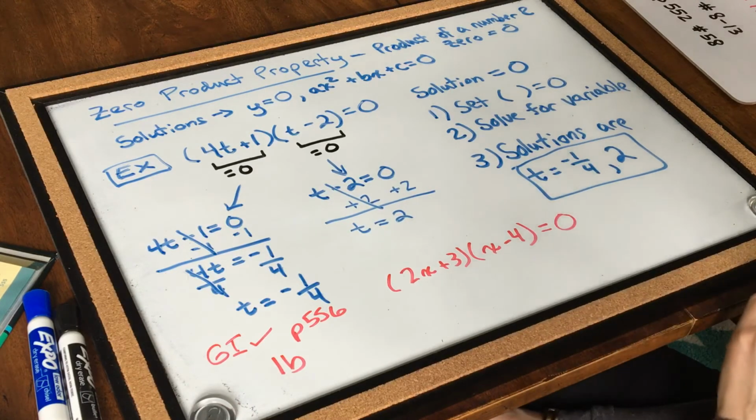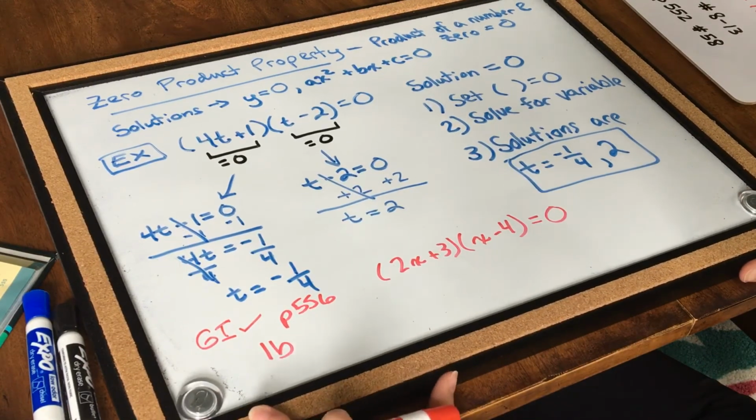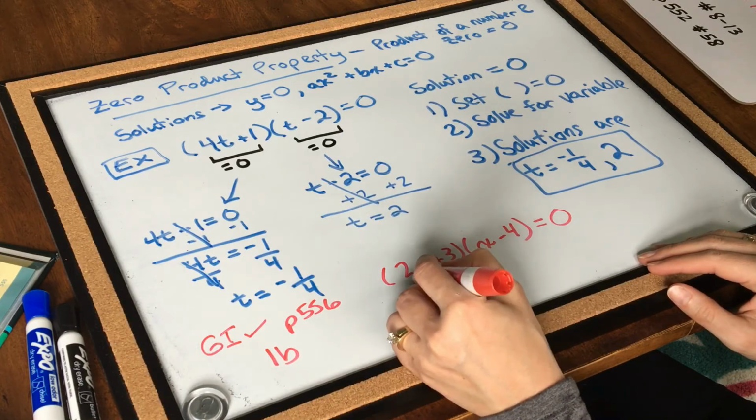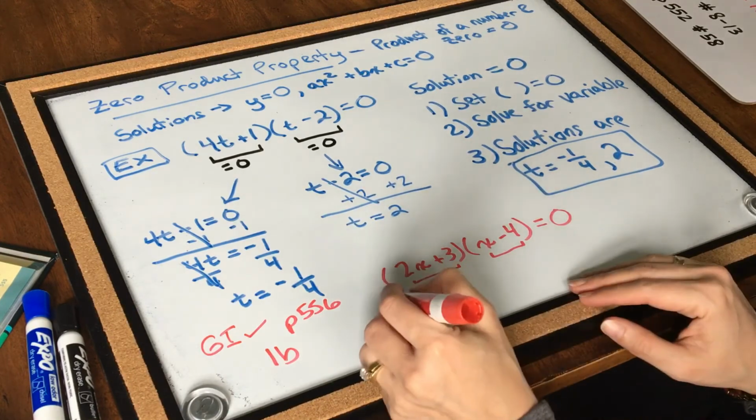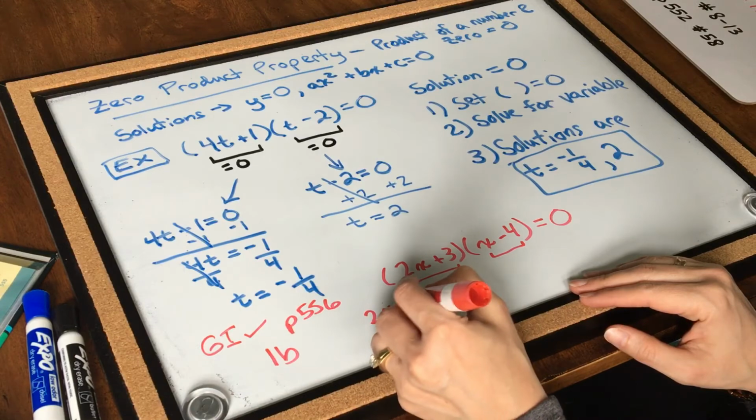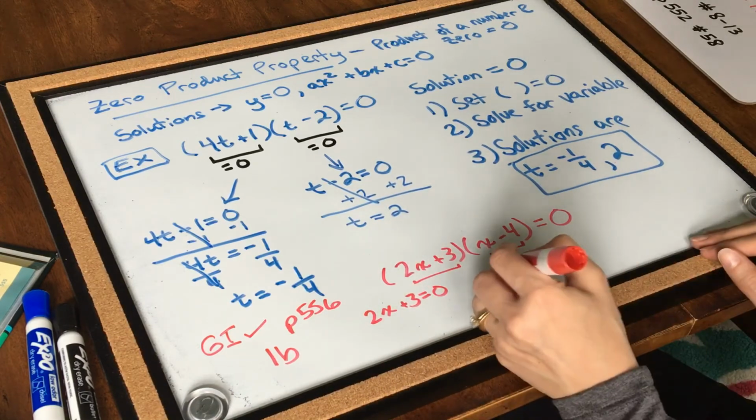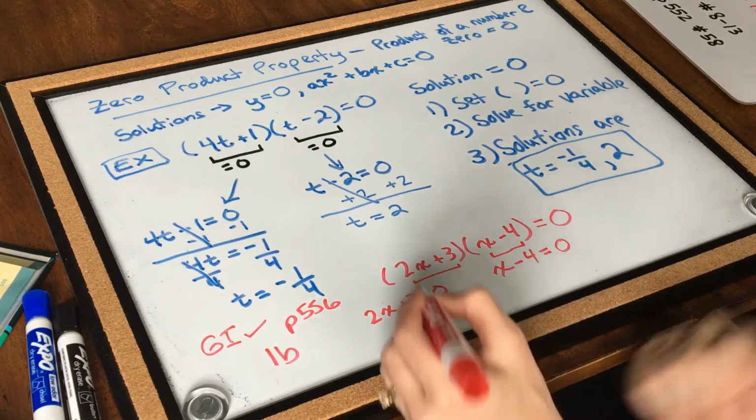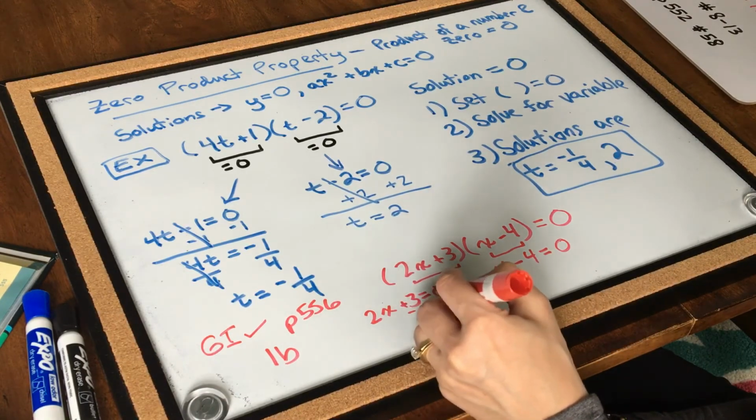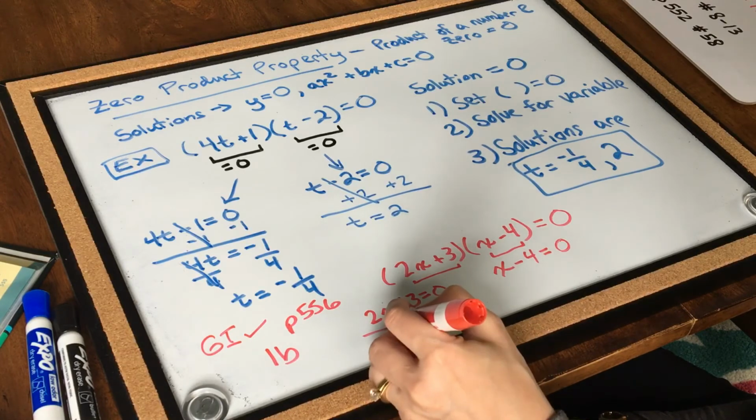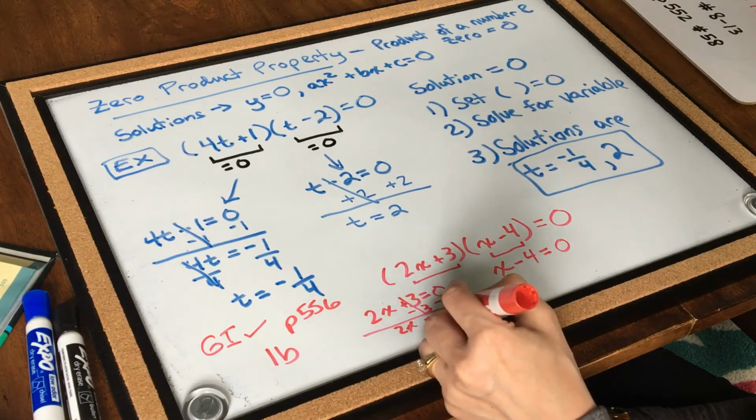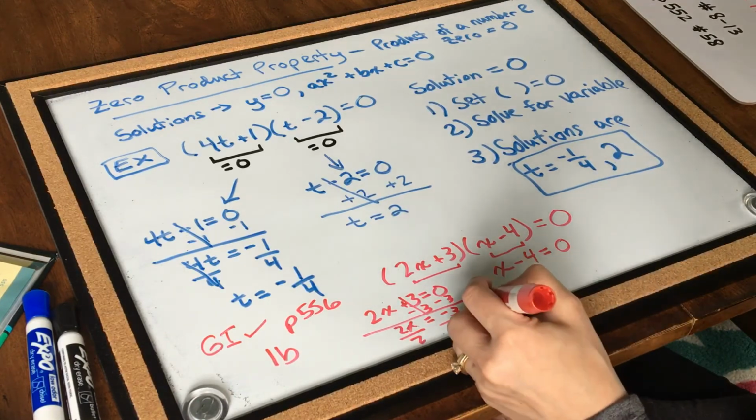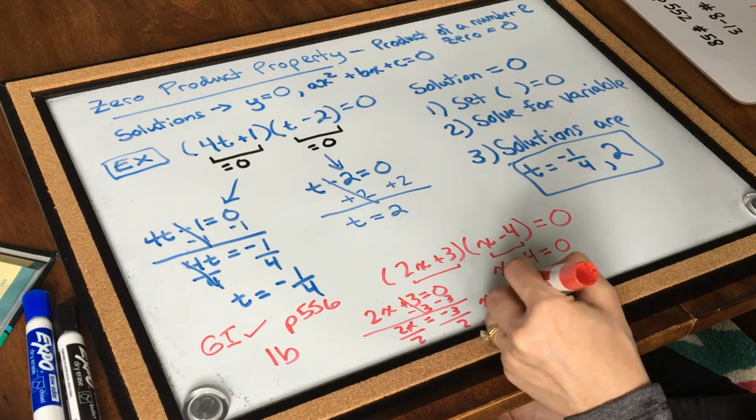All right, let's give this a try. In order to do my gotta check, I'm going to set both of these equal to 0. Over here I have 2x plus 3 equals 0, and over here I have x minus 4 equals 0. Let's solve these. I would subtract 3 from both sides. I come up with 2x equals negative 3. I'm going to divide by 2, and I have x equals negative 3/2.